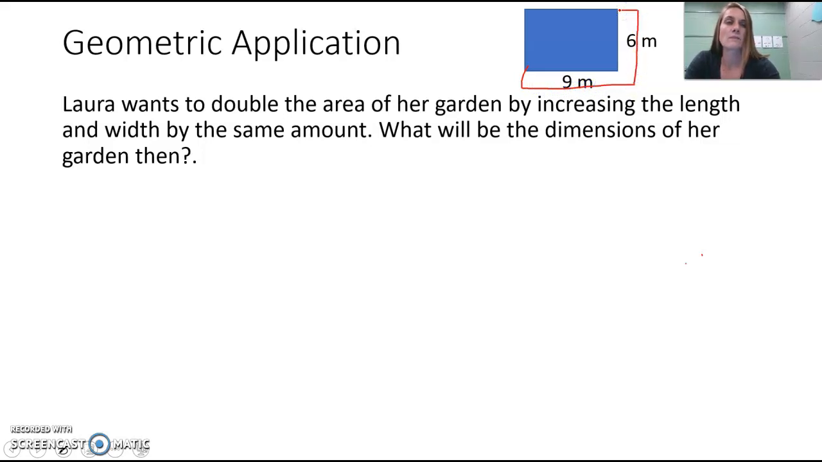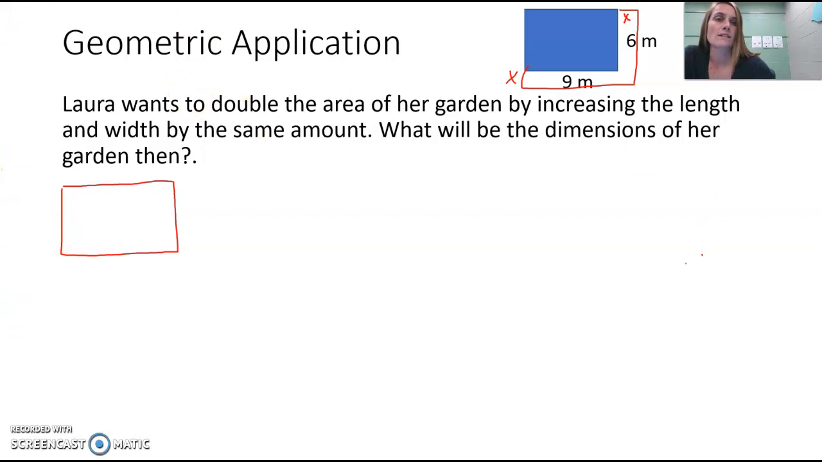by the same amount. So we are going down from this side that was 6 to now having the same amount. And we don't know how much that amount is, so we'll call that X. And then we were going in this direction, right? And we're adding on a little piece here, and we'll also call that X.